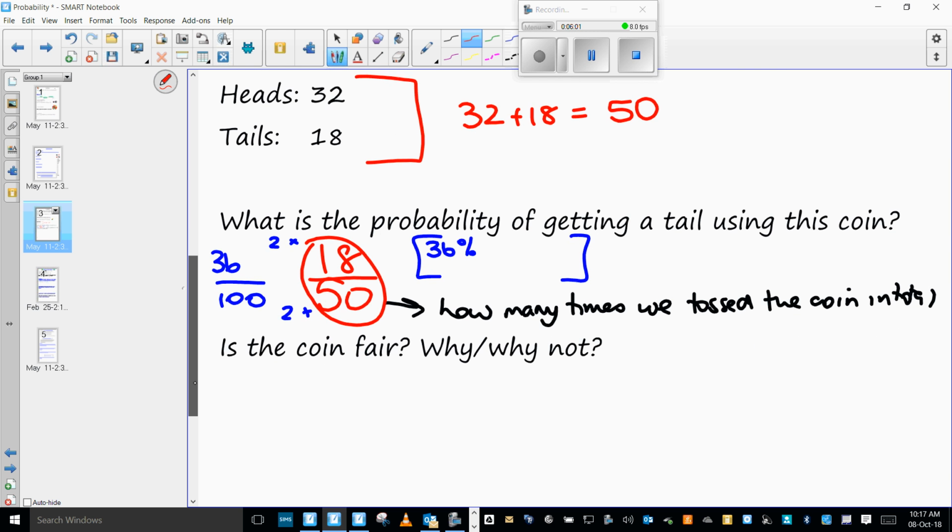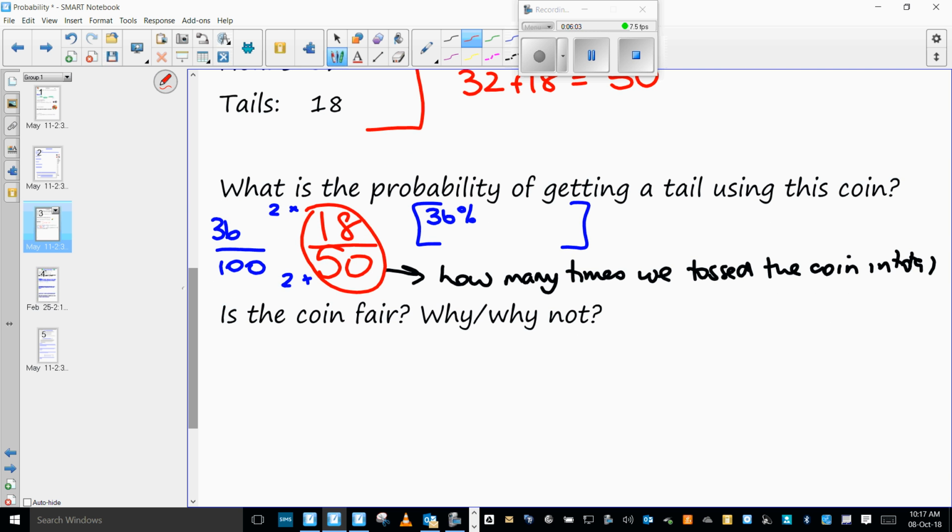Now, here comes a different kind of question. It says, is the coin fair? Well, first of all, we have to explain, what does that mean? Is it fair? What do we think fair means? Max, what do you think is the coin fair means?